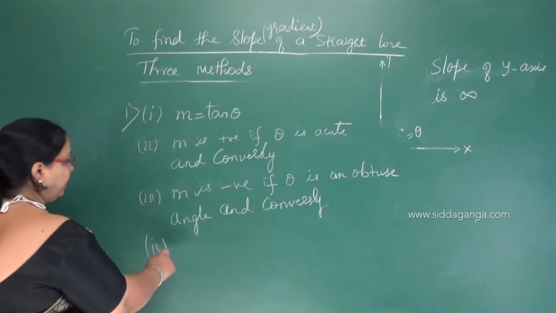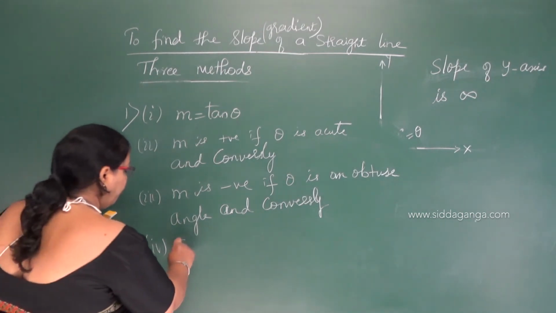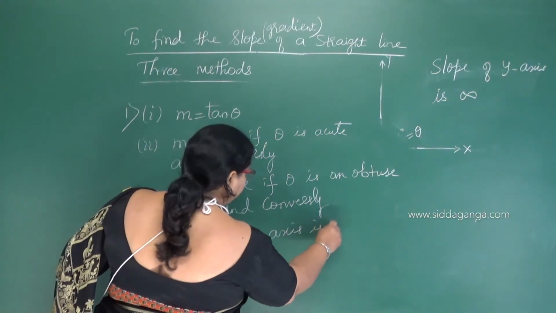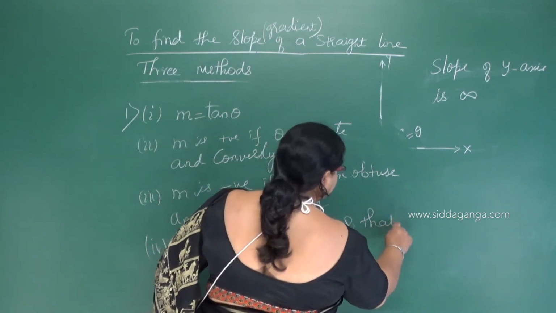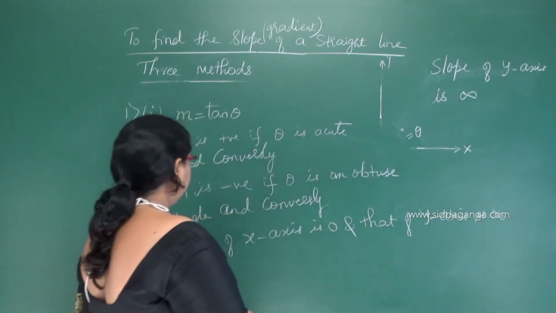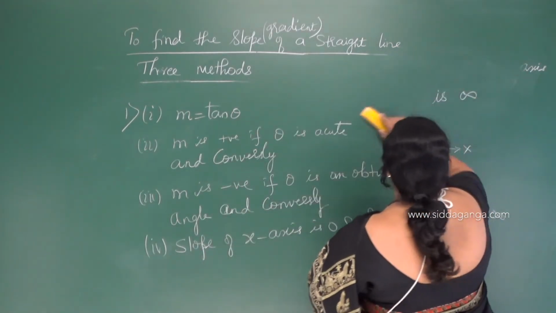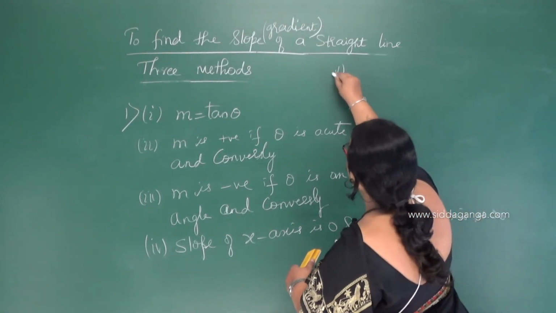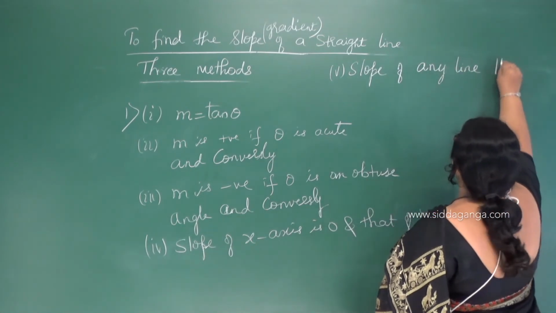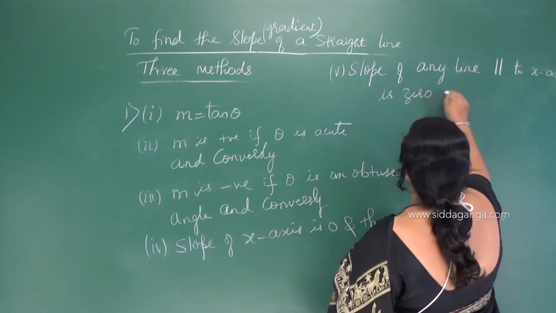Next, the fourth one: the slope is taken as positive or negative. Now the slope of x-axis is 0 and that of y-axis is not defined. So that is the fourth point. Next, the fifth point is here: the slope of any line parallel to x-axis is 0, and conversely.